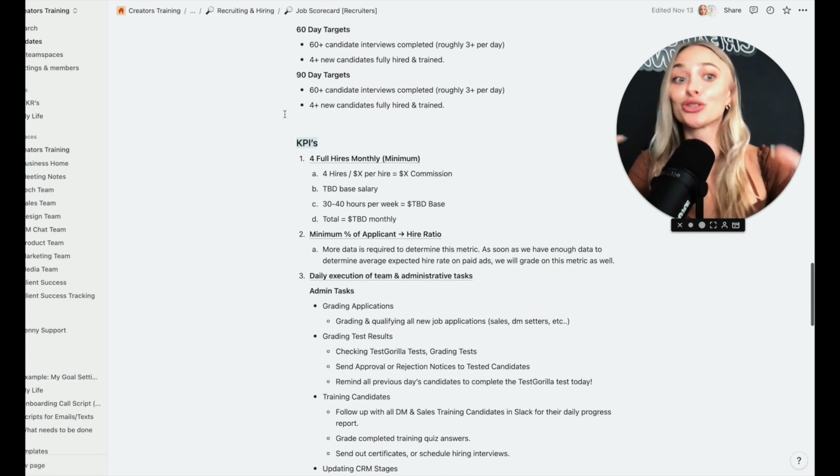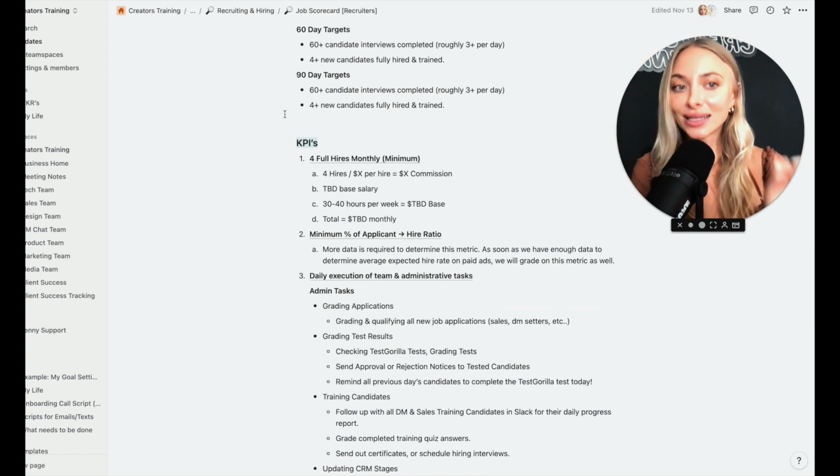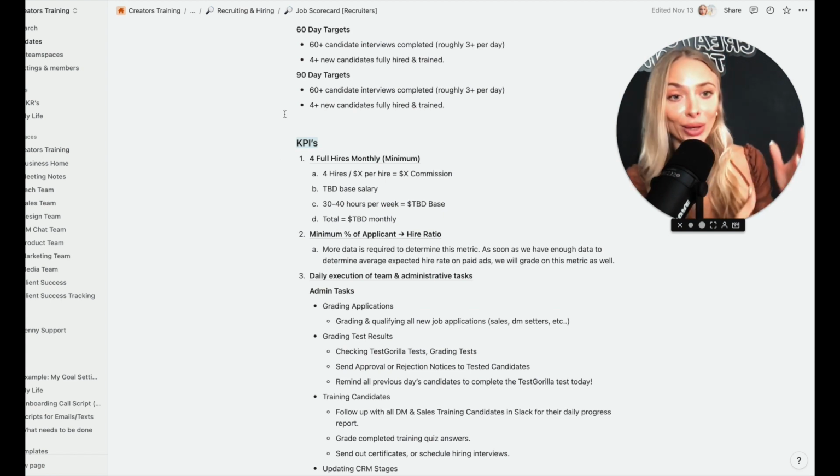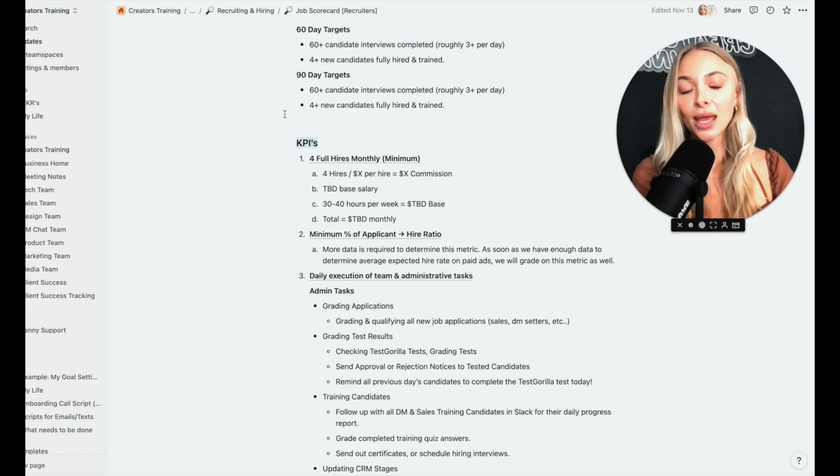Now the next thing, super important, is to set clear monthly KPIs that the person can look at and be like, okay, how am I performing? The next thing is that every single week or month you need to sit with them and hold them accountable to these KPIs.